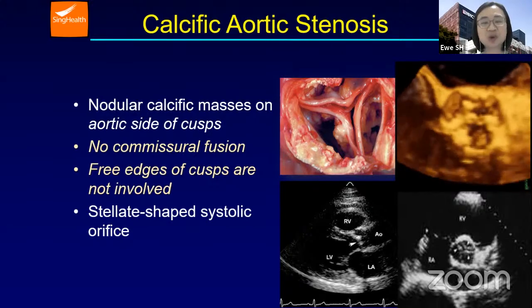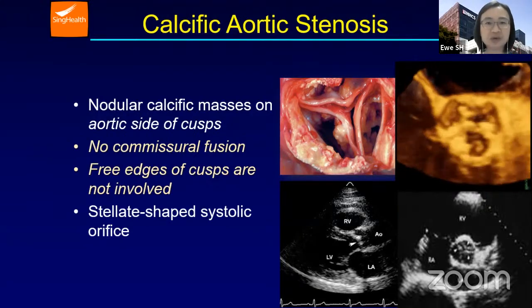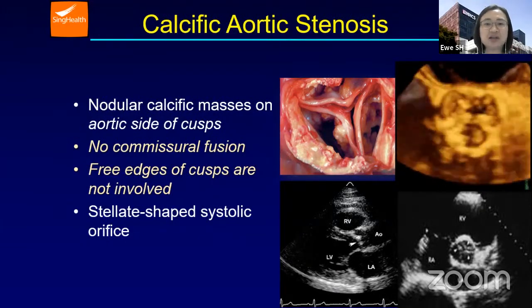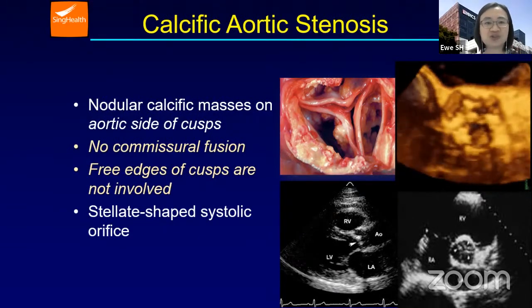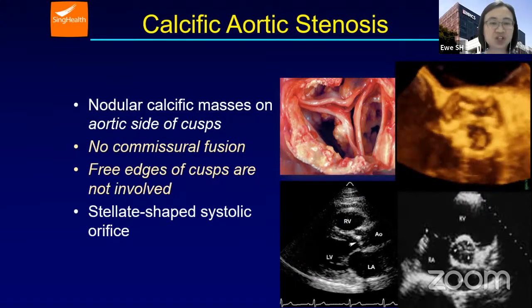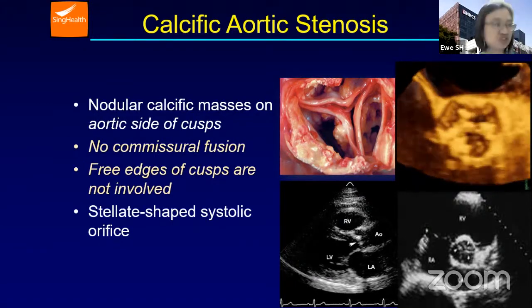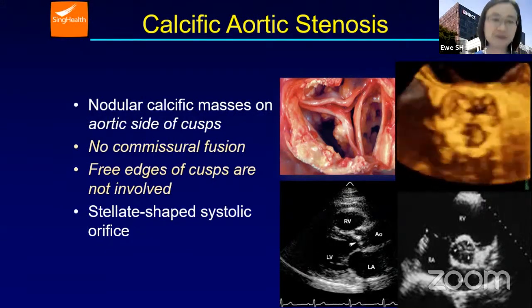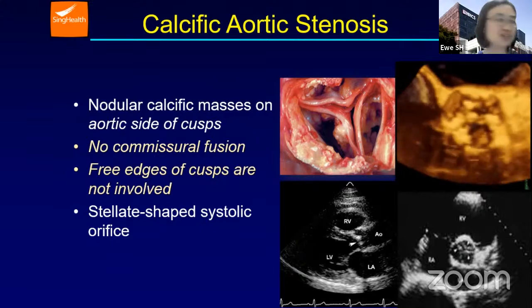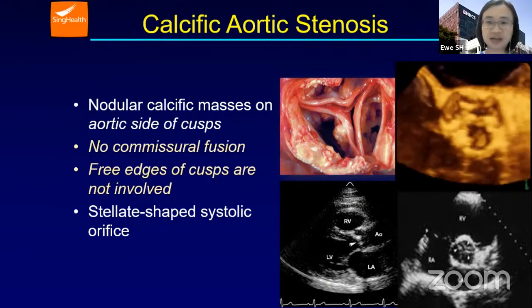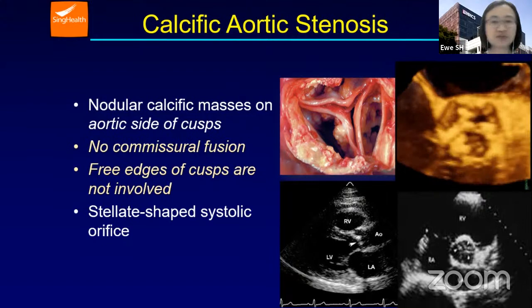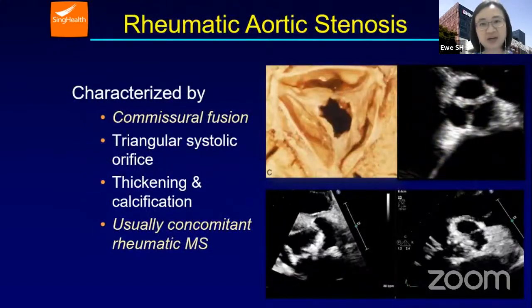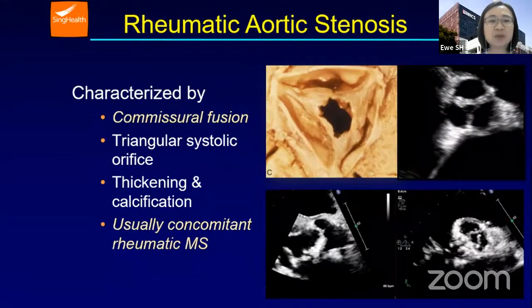Now, I was given a talk about echocardiographic evaluation for rheumatic as well as tricuspid aortic stenosis that is degenerative. I think the important thing about degenerative aortic stenosis is that it doesn't involve the commissures. In typical degenerative aortic stenosis, usually there's no commissural fusion and the free edge of the cusps is not involved. You see a very nice star-shaped orifice that is reduced because of calcifications or degeneration. This is in contrast to rheumatic aortic stenosis, where you usually see commissural fusion.